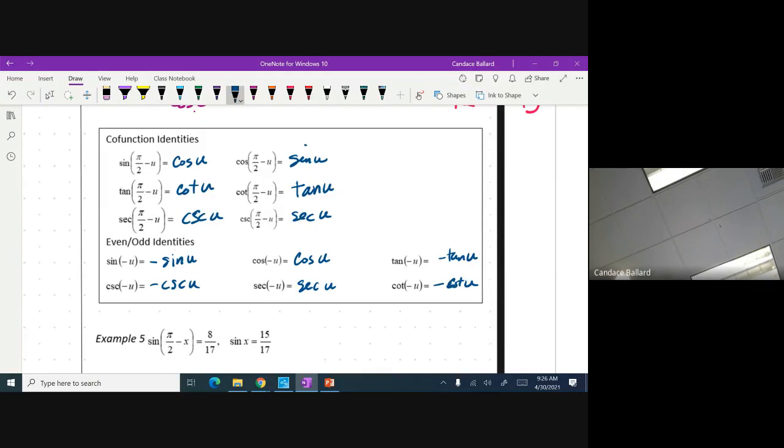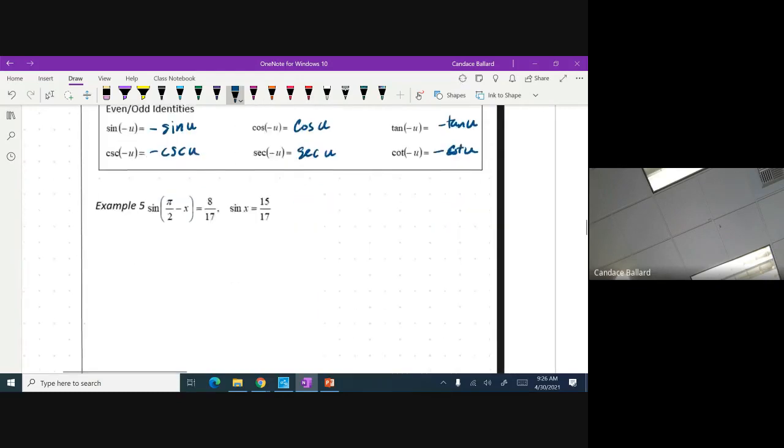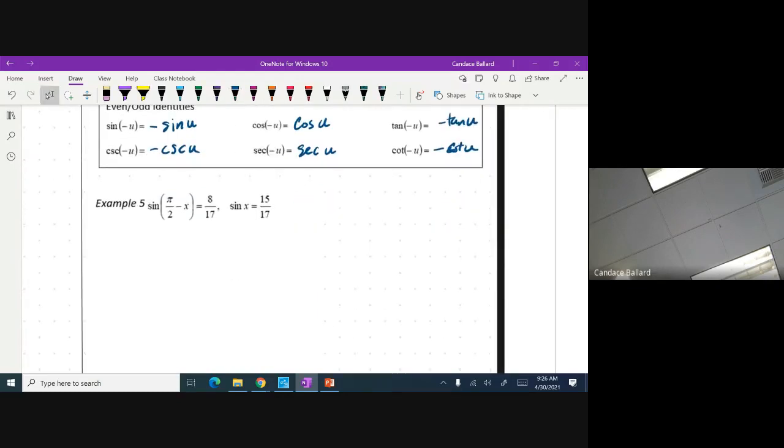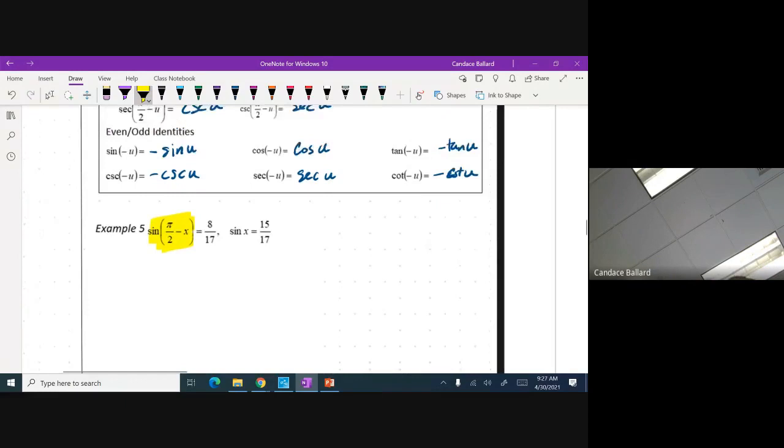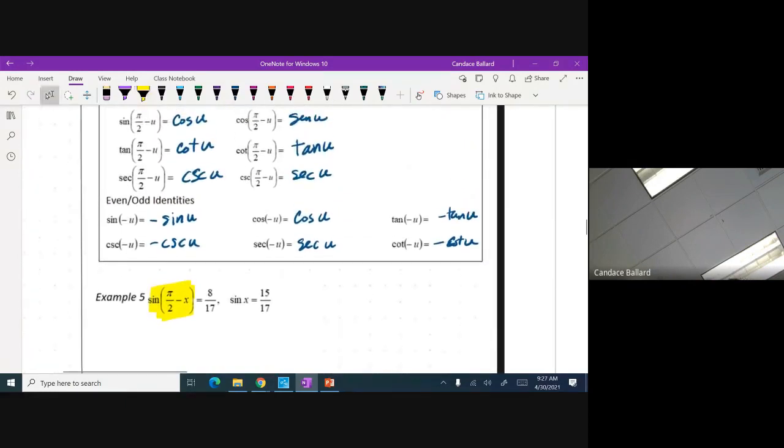So we are going to use these today to help us with solving for our trig functions. The first one has the sine of pi over 2 minus x. We just talked about this a minute ago. What am I going to substitute in for this? Can you tell me that in the chat? Look back up at what we just wrote down. What am I allowed to substitute in for that? What do you guys think here in the room?